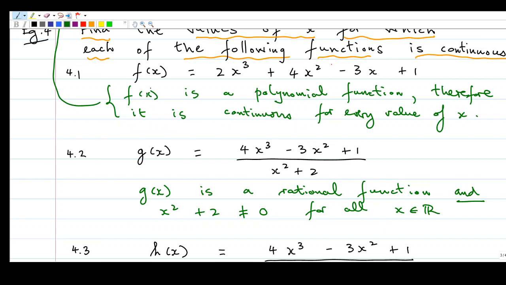To convince yourself, you can draw the graph of, say, h of x is equal to x squared plus 2. The minimum value for the output is going to be 2. So therefore, your g of x is continuous for all x an element of the real numbers. No restriction in this case on the denominator of the rational function.